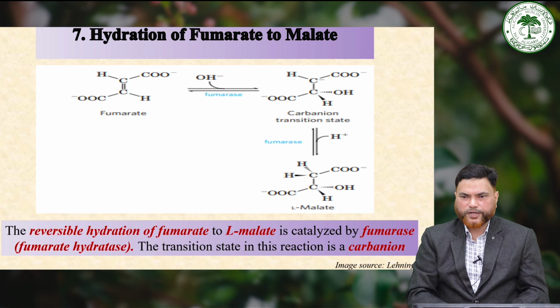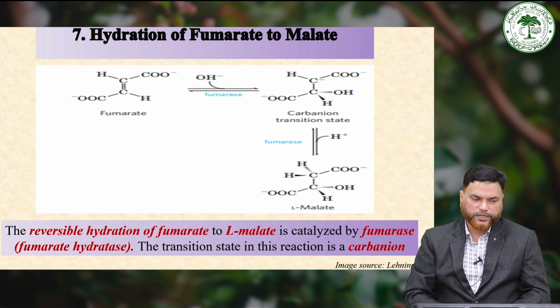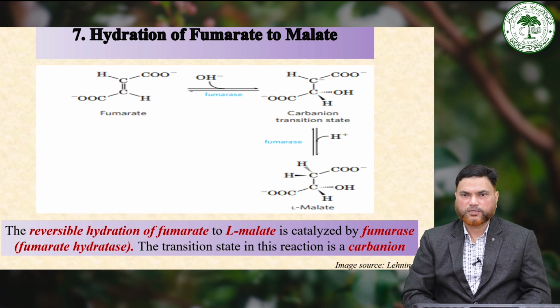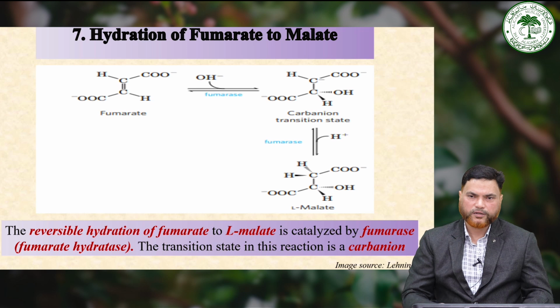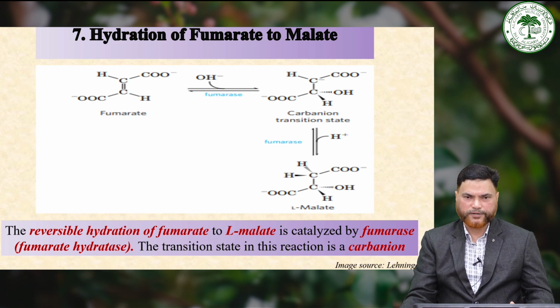Now, hydration of fumarate to malate, how does this hydration take place inside the mitochondria? Basically, this involves trans-hydration of fumarate, and this process entails the addition of hydrogen and OH groups to the double bond of the fumarate, ultimately leading to the synthesis of L-malate.